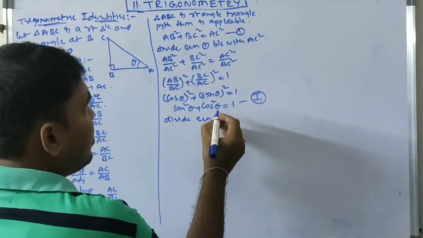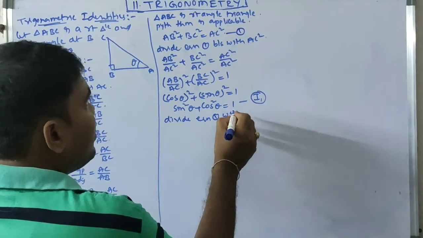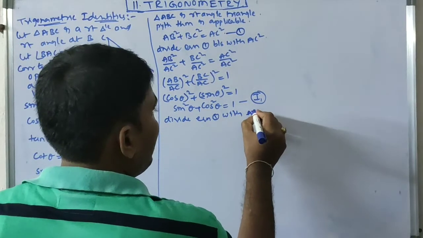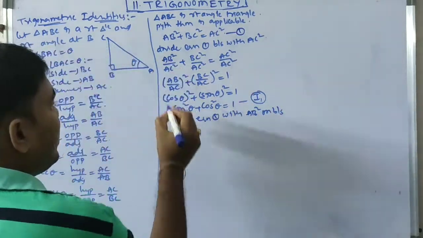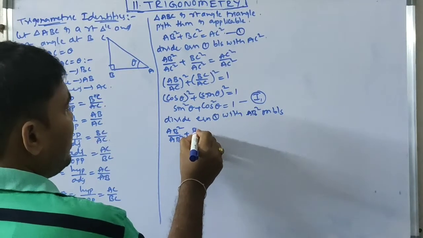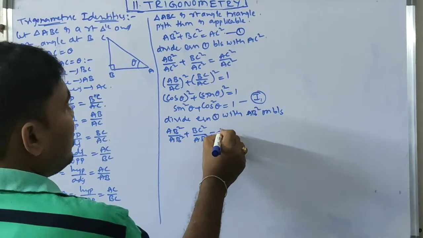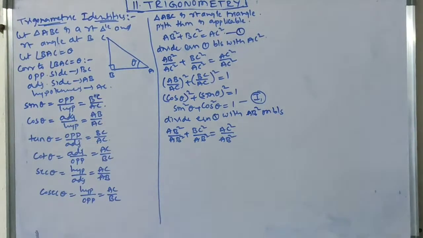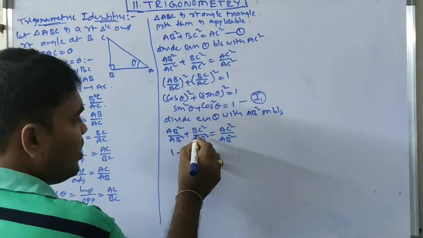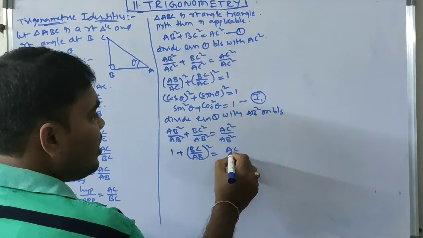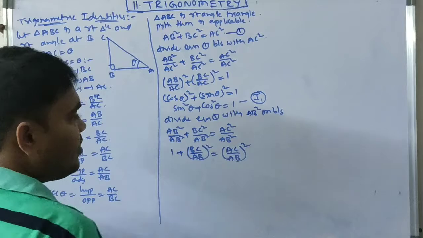Next, divide equation 1 with AB square on both sides. So AB square by AB square plus BC square by AB square equal to AC square by AB square. So I am dividing all with AB square. AB square cancels, 1 plus BC by AB whole square equal to AC by AB whole square.